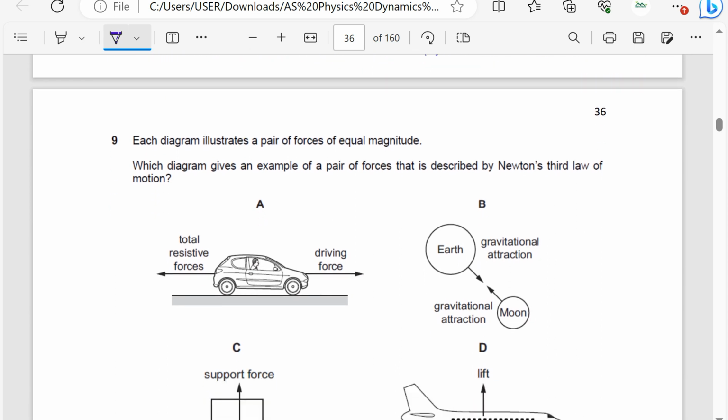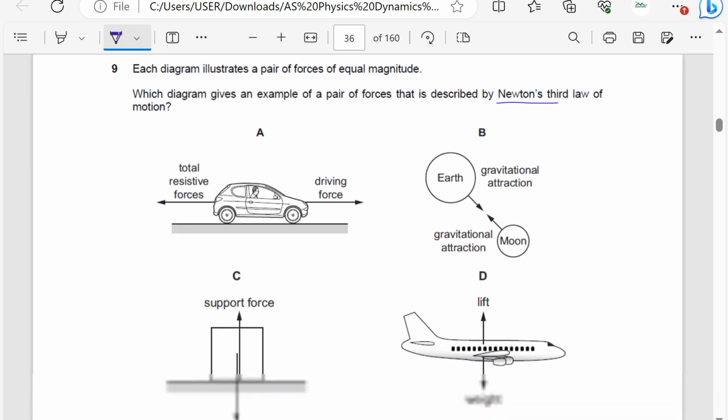Each diagram illustrates a pair of forces of equal magnitude. Which diagram gives an example of a pair of forces that is described by Newton's third law of motion? Okay, so remember Newton's third law. The force on a body A should be equal but opposite to the force on body B. So let's check these forces.